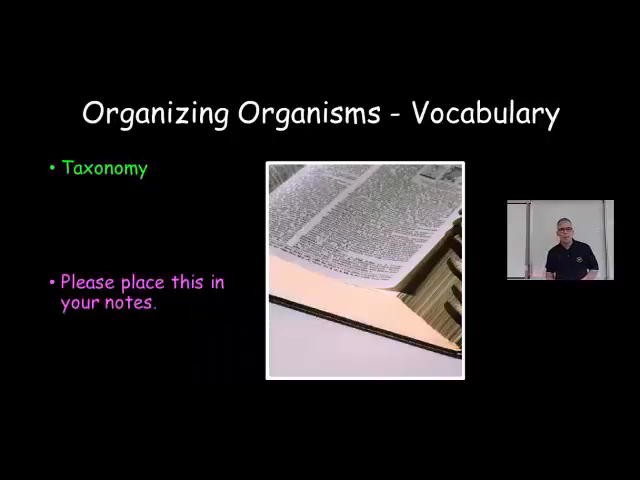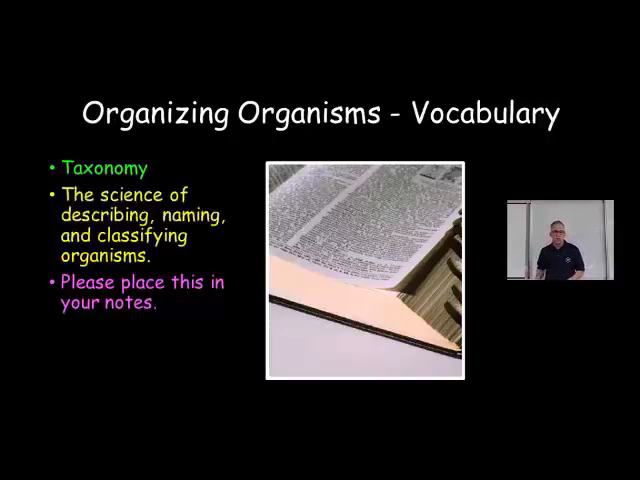Our last vocabulary word that we're going to look at now is taxonomy. And again, please place this in your notes. It is the science of describing, naming, and classifying organisms. So part of what we're doing here, everybody, is we're actually kind of building a taxonomy, a visual taxonomy, where we're describing, naming, and classifying. We're not so much doing the naming part, we've got that, but we are describing and we're looking at classifying them, at least on an evolutionary timeline.